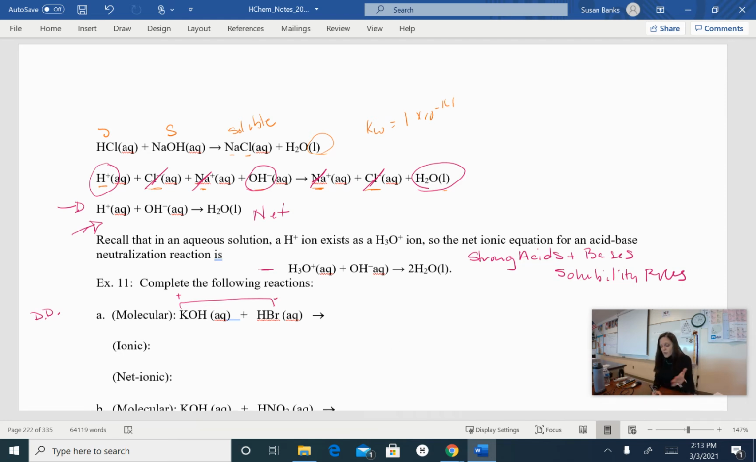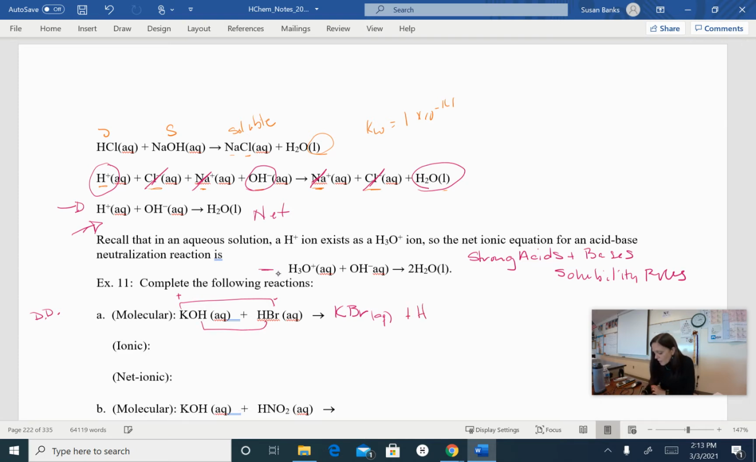So I just need a 1-to-1 ratio here. So potassium bromide. Now, is that soluble? Yeah, it is. It's a group 1, so it's totally soluble. And then hydrogen getting together with hydroxide will make me water. And water is always in the liquid state. Now, notice that these are aqueous, this is aqueous, but that is liquid.